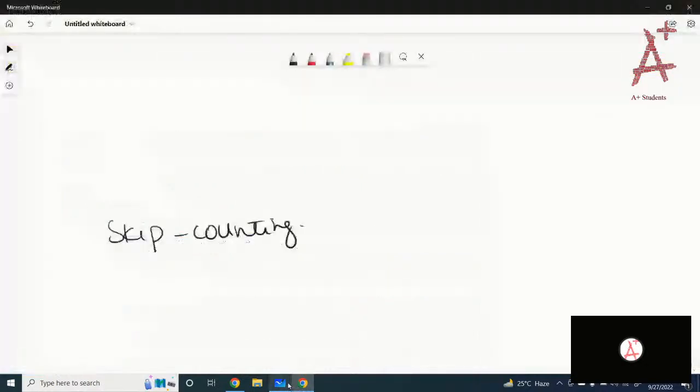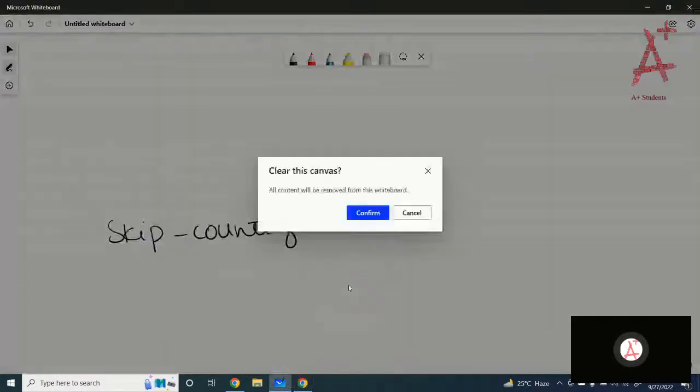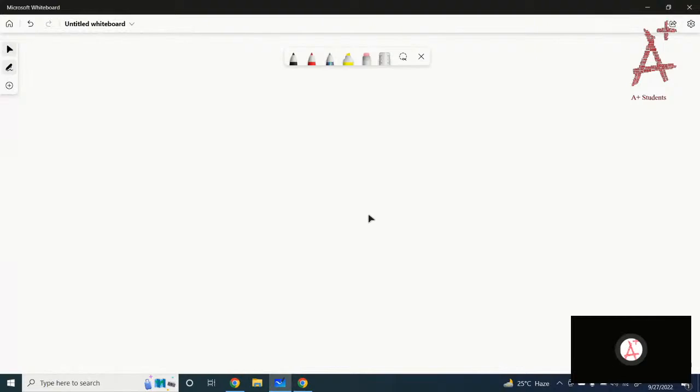Okay, so let's start with the examples. Let me write it down on the board. So the topic is skip counting puzzles. Let's start with examples.